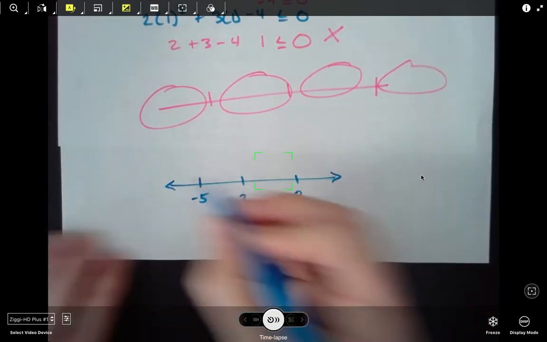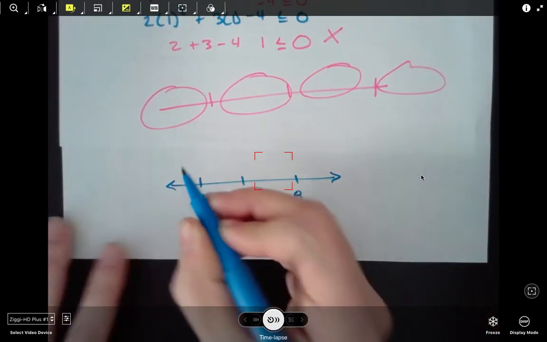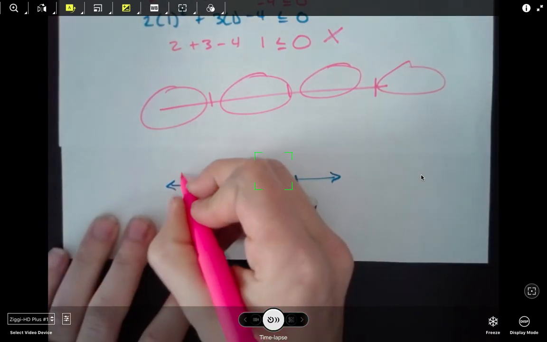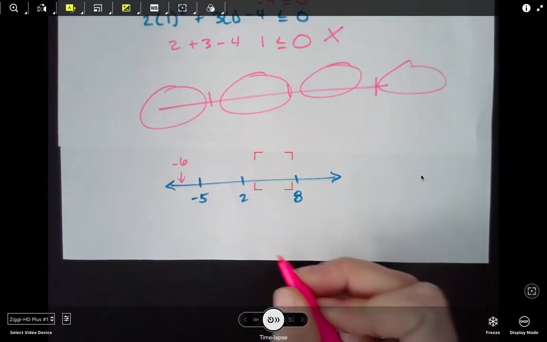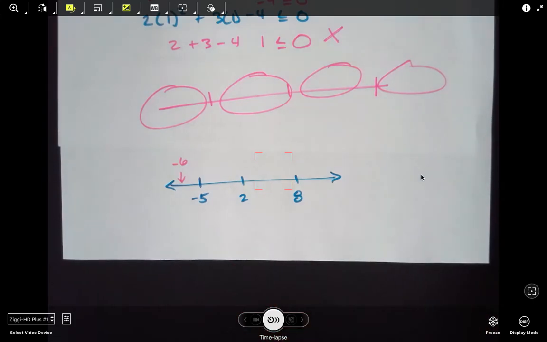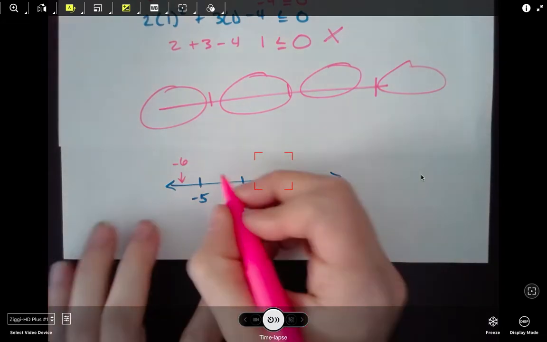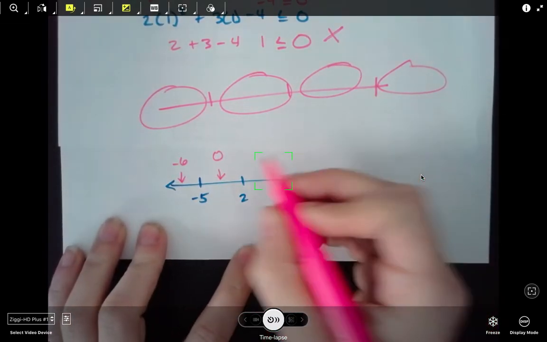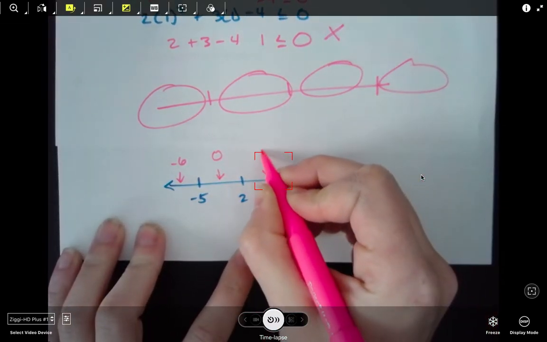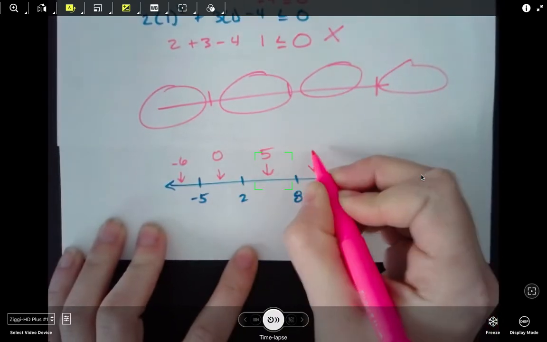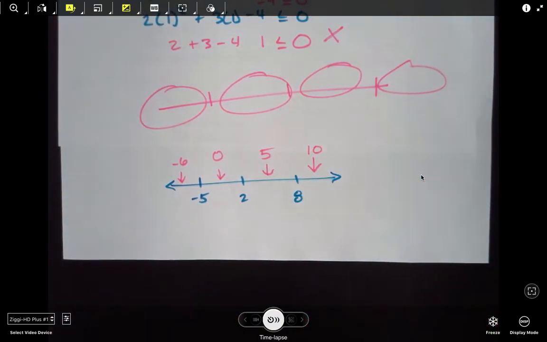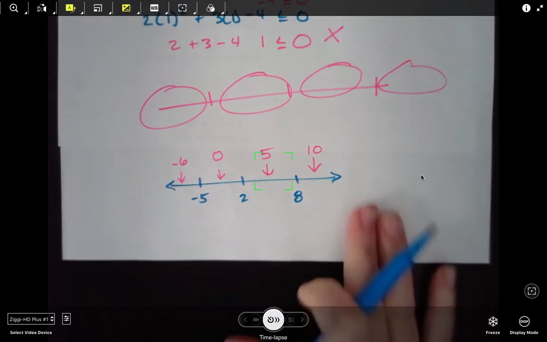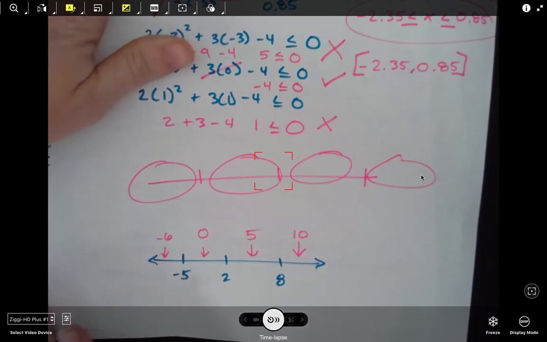What's a number that's less than negative 5 that we can test? Negative 6, sure. All right, I'm going to show you how to make this really nice, so don't start plugging these in yet. What's the number between negative 5 and 2? Use the easy one, 0, always. Okay, 2 and 8? 5. And bigger than 8? 10, sure.